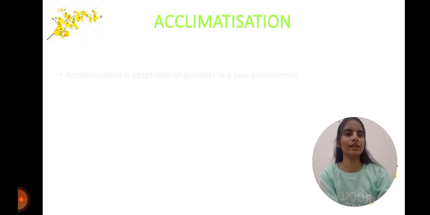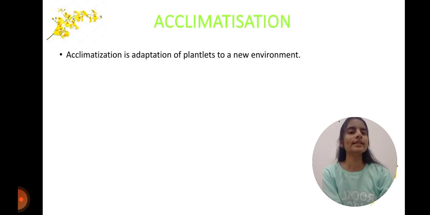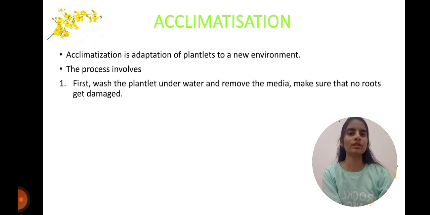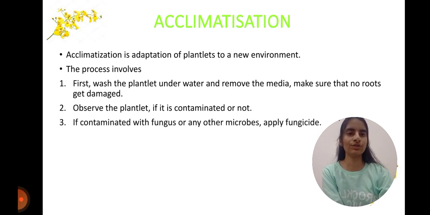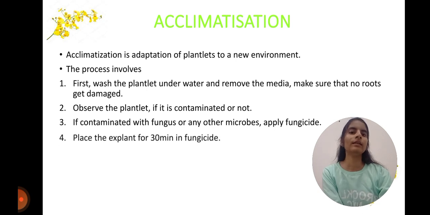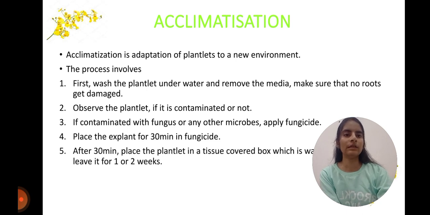And here comes acclimatization. Acclimatization is the adaptation of plantlets to a new environment. This process generally involves first washing the plantlet under water to remove the medium. We should make sure that no roots get damaged, and we should observe the plantlet. If it is contaminated, we should add fungicide, and the plant should be placed in the fungicide for 30 minutes. After 30 minutes it should be placed in a tissue-covered box, which should be left for 1 or 2 weeks. After that it is transferred to the nursery.